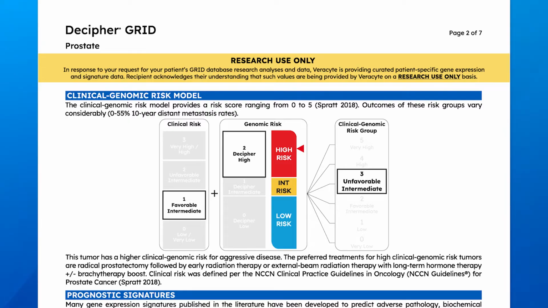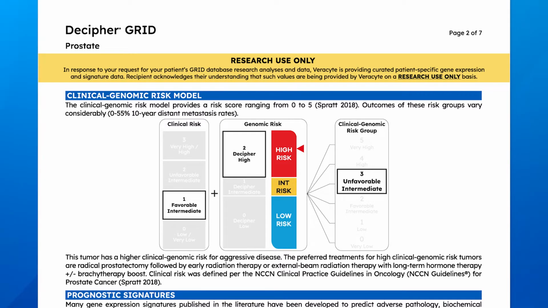However, it is nice to synthesize both the genomic data and the clinical pathological data. And so in a clinical genomic risk model, which is included on the biopsy GRID report, and the pathologic genomic risk model on the RARP report, we can synthesize these things together. I'll begin by describing the biopsy-based clinical genomic risk model that was published by Spratt and colleagues in 2018. This model essentially puts the Decipher score into the clinical context of each patient with prostate cancer.